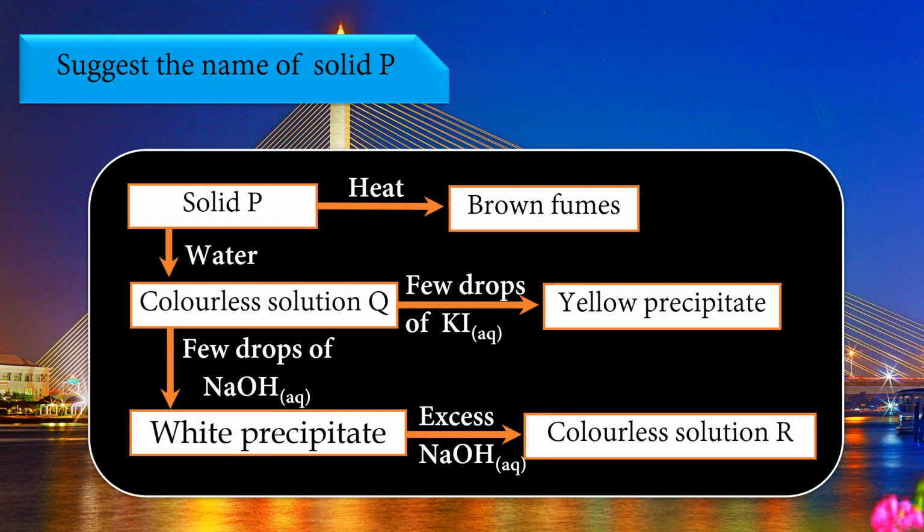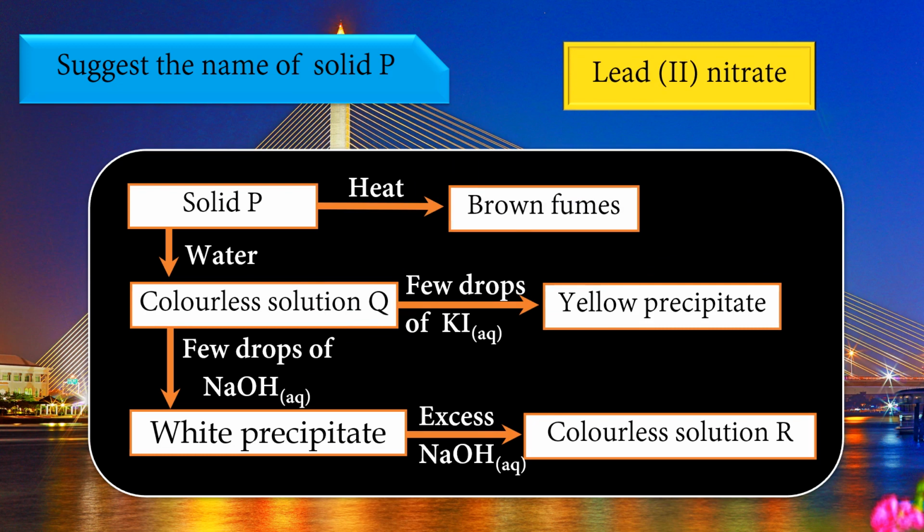Now they are asking us to suggest the name of P. What is the name of P? From what you have read from the table, what do you think the name of P is? P is lead(II) nitrate.